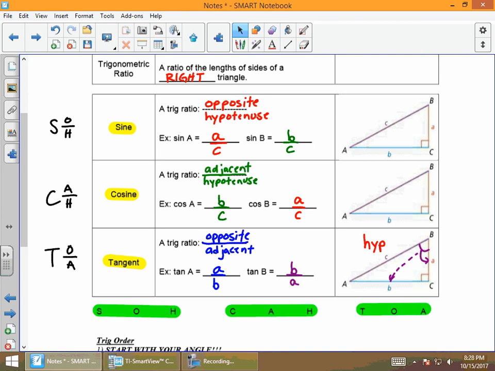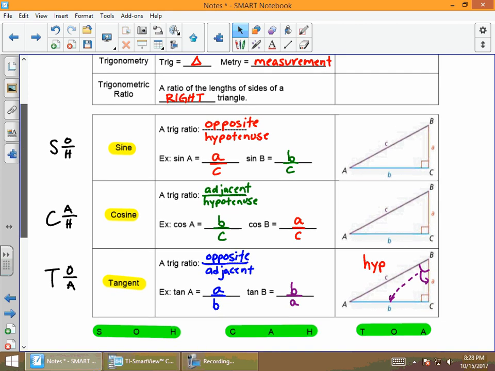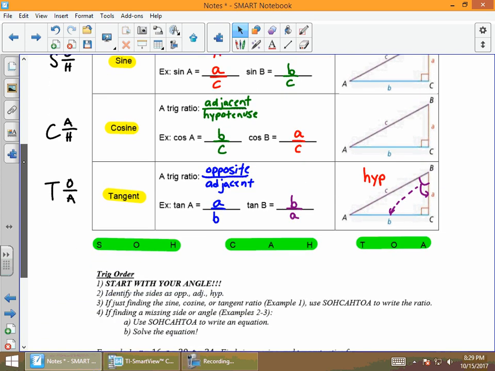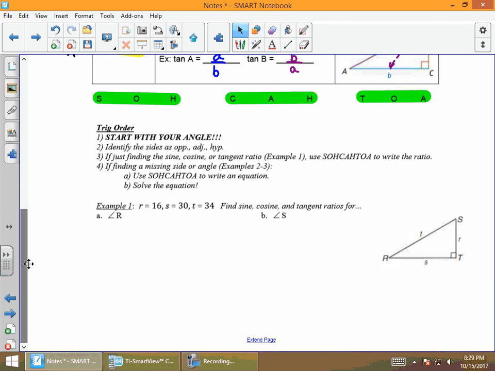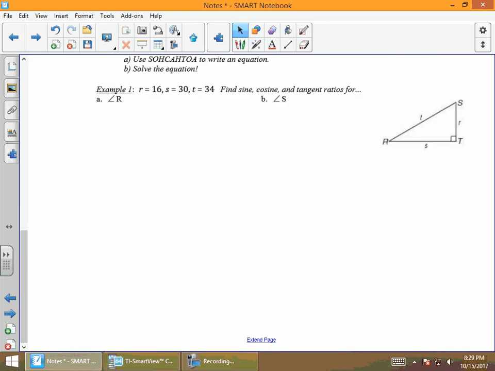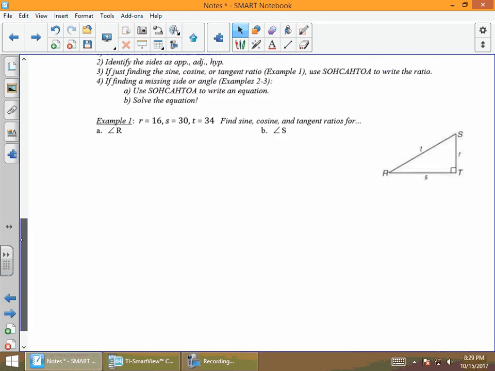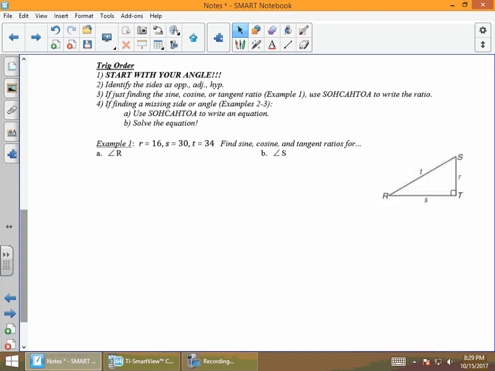The big thing that I need you to take from this top section is that word SOH, TOA, right, where S is O over H, C is A over H, and T is O over A. All right, so let me take you down to the bottom of this page. All right, let me show you how this actually works with a real triangle.